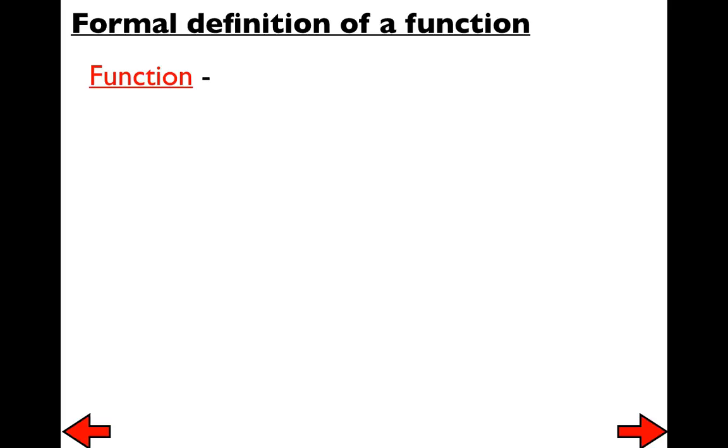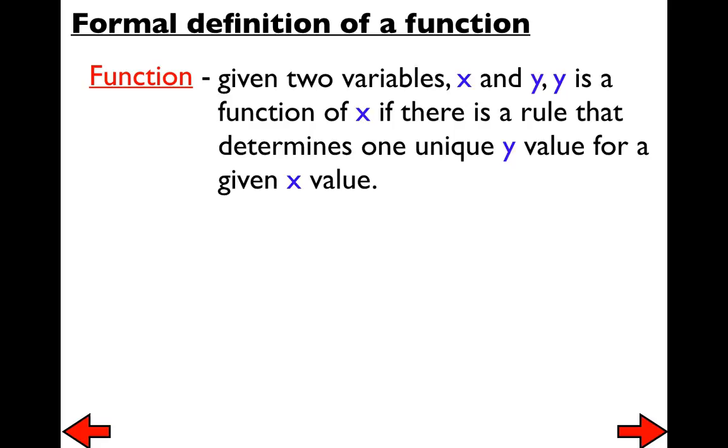So the very formal definition of a function, bear with me for a second, it is kind of lengthy, but just hear it out. Given 2 variables, x and y, which we're used to hearing, y is a function of x if there is a rule that determines one unique y value for a given x value. So it's basically saying y is a function of x if y can be determined, and it has to be unique, off of a value that you're given for x.